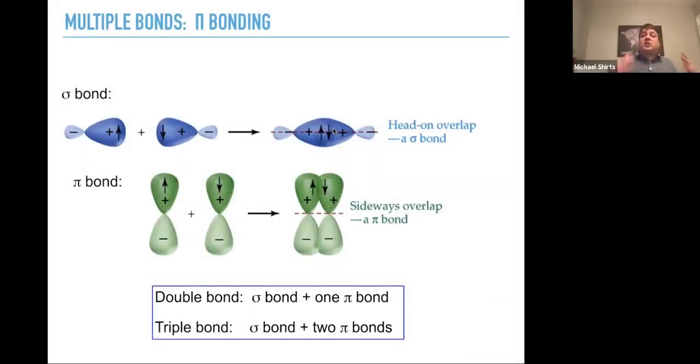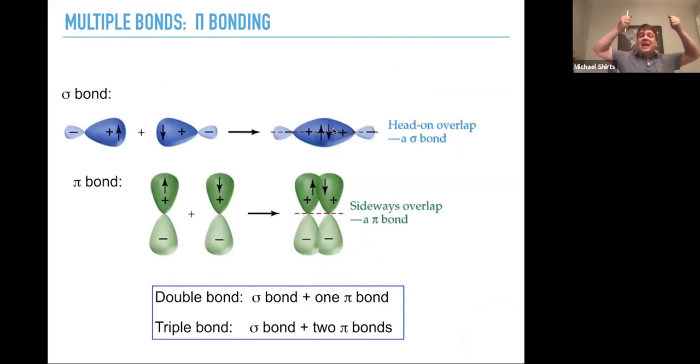So, multiple bonds. What about those p orbitals? This is where the double bonds come from. Sigma bonds are caused by head-on overlap between either s orbitals, or between s and p orbitals, or in this case, an sp and an sp orbital. So that head-on overlap causes a sigma bond.